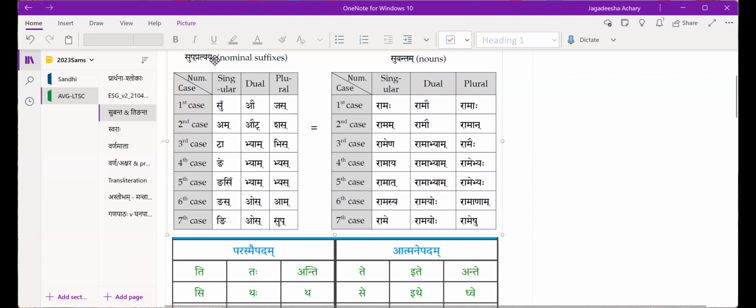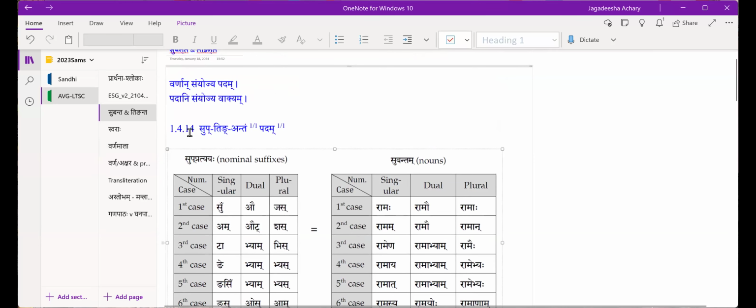So that is about subantam. We said sup tiṅantam padam. Here is the sutra, 144. Panini says the pada status is given only to subanta or tiṅanta. Sup and ting are collectively called suptiṅantam. Those are the only ones that get the status of padam.